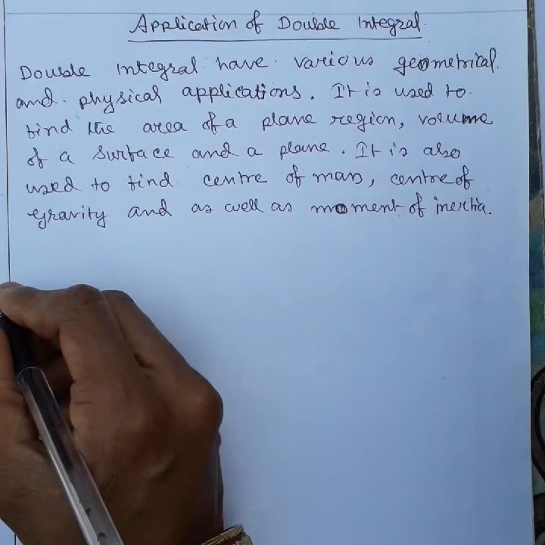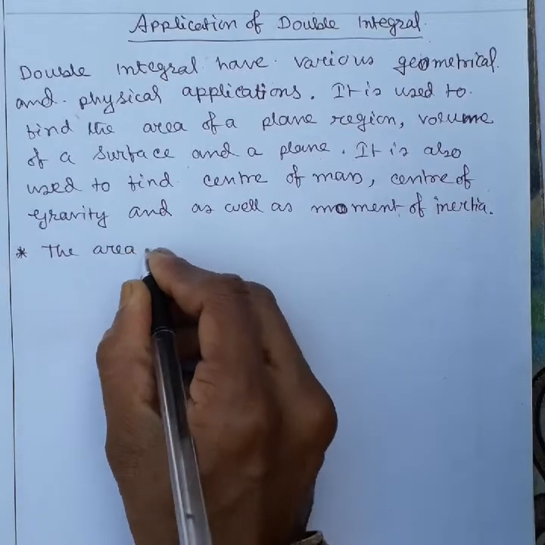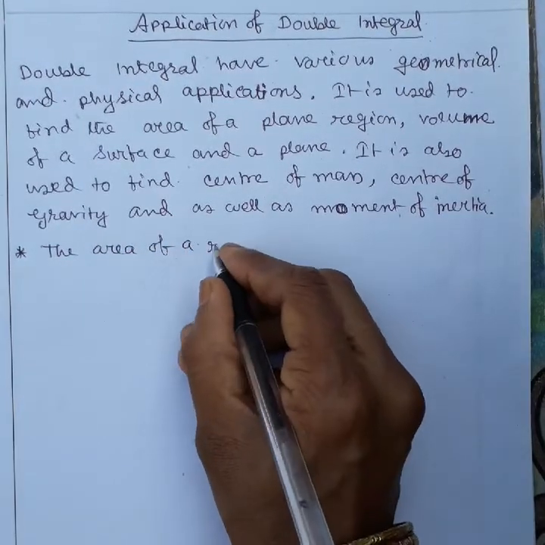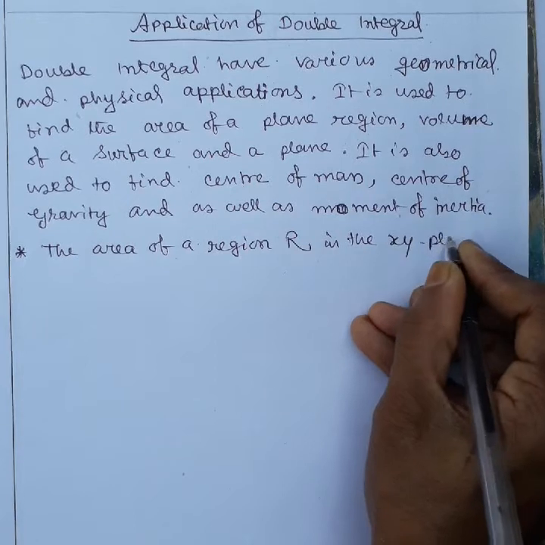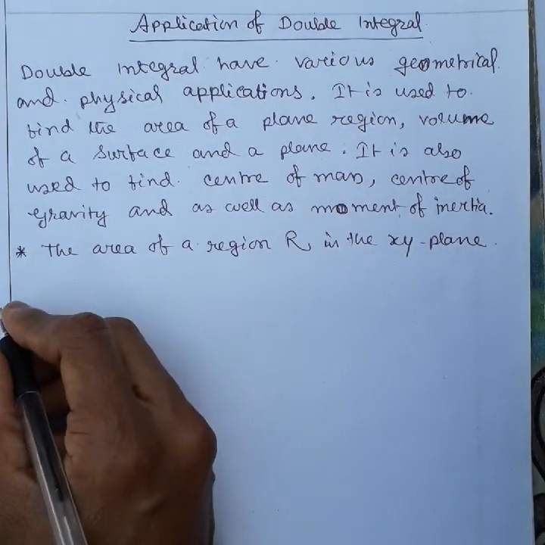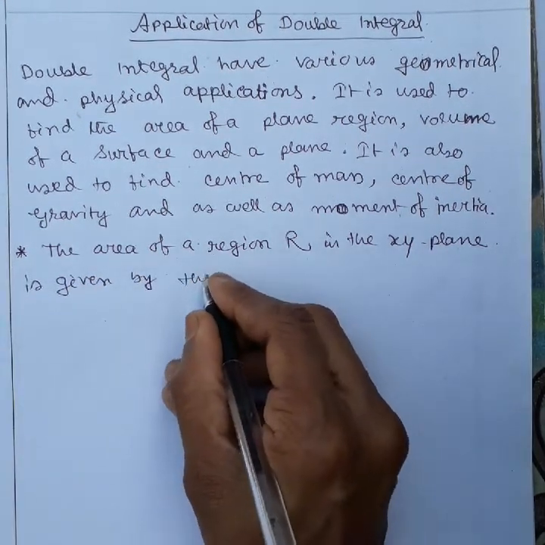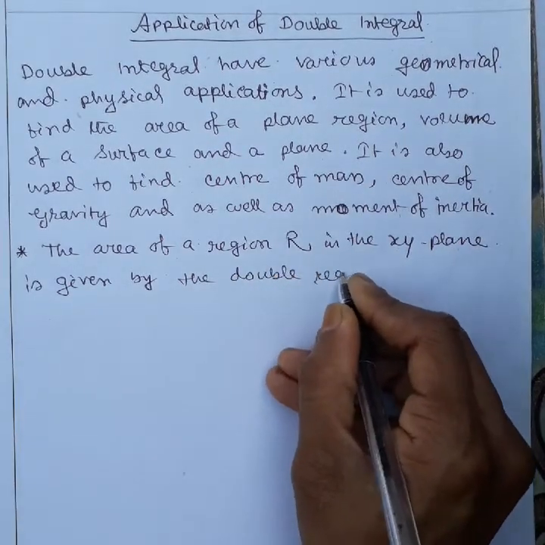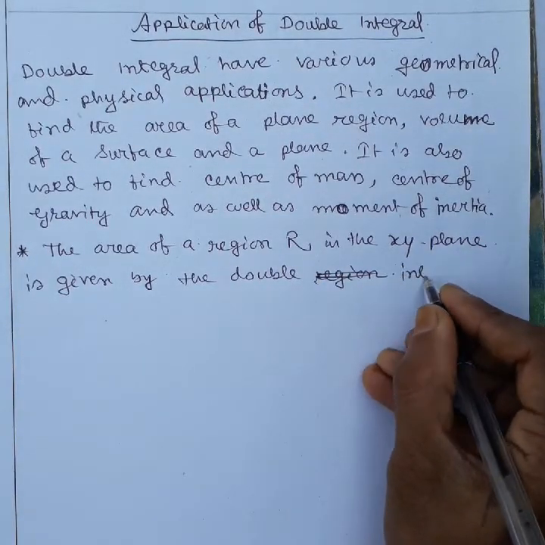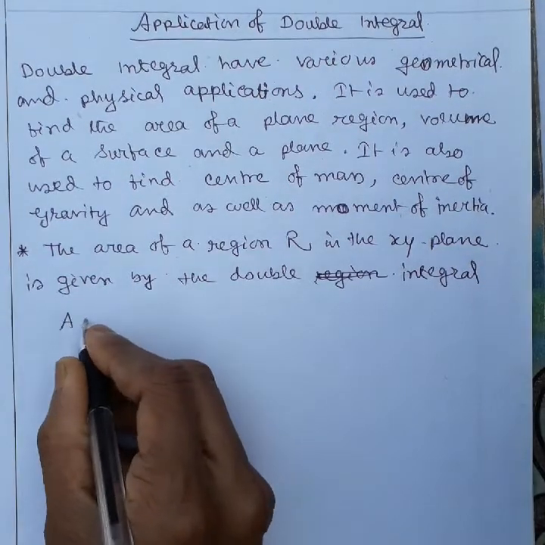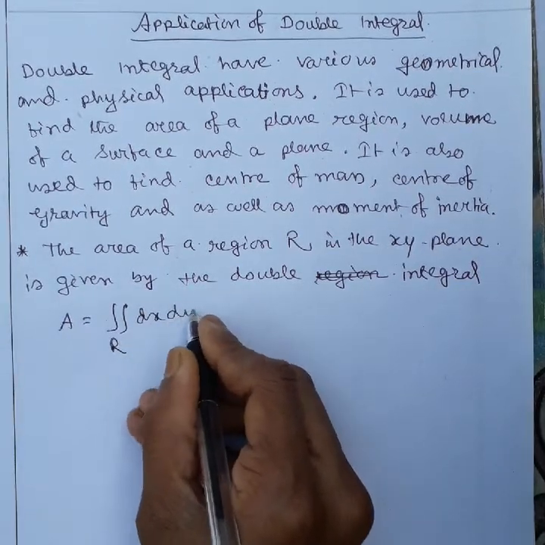Okay, so first, the area of a region R in the xy plane is given by the double integral, say that A is equal to double integration over the region R dx dy.